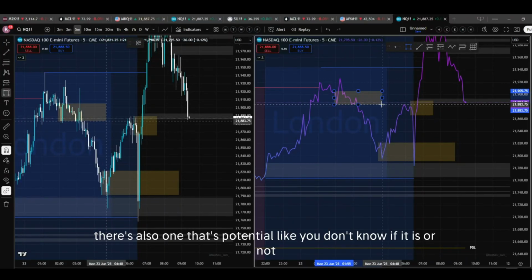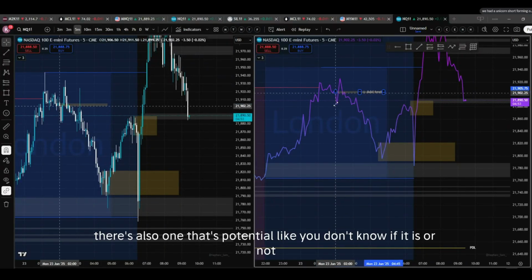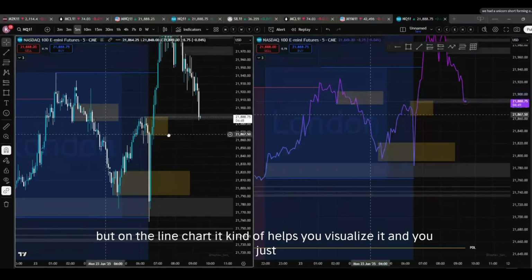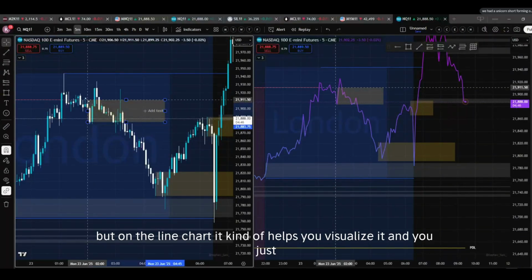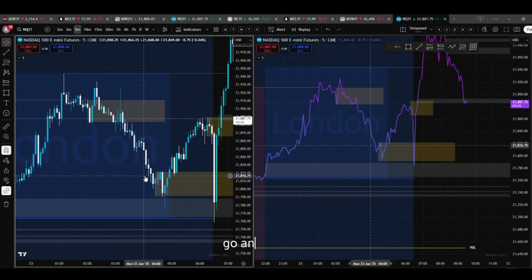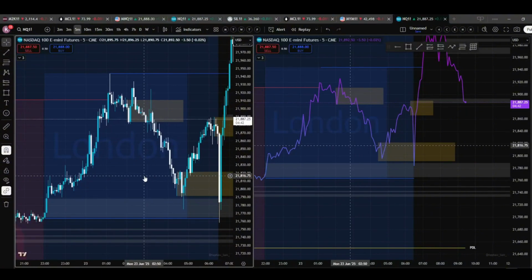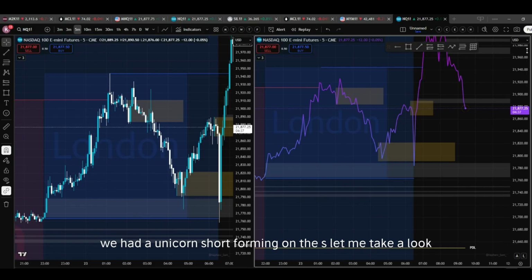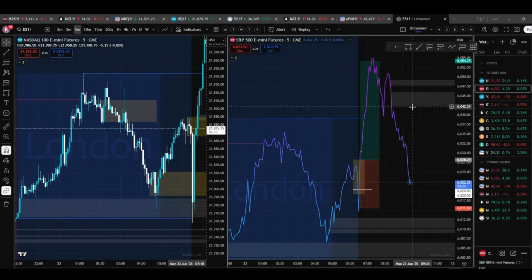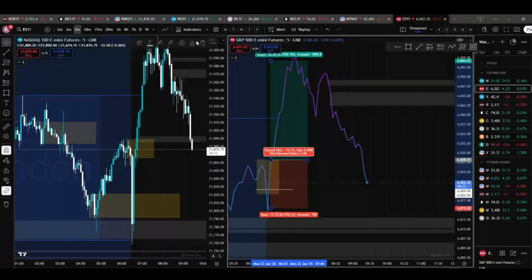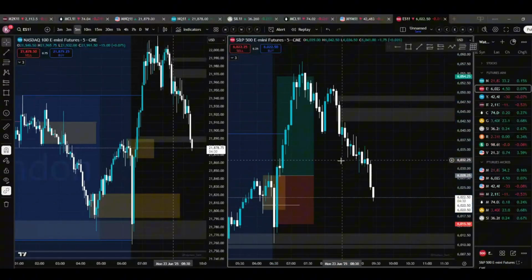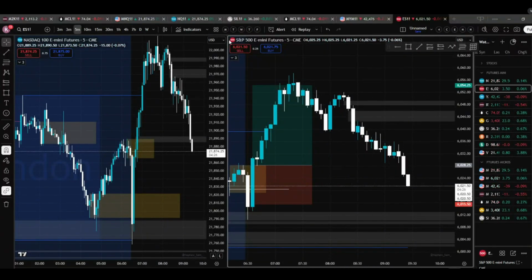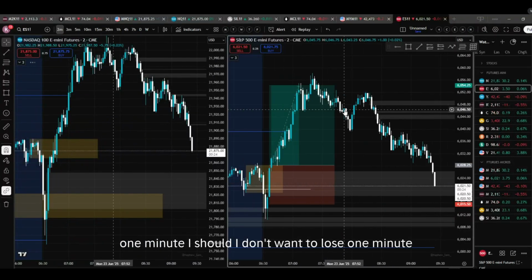There's also one that's potential. Like, you don't know if it is or not. You just have to go over to your candlesticks to confirm. But on the line chart, it helps you visualize it, and you just go and confirm. We had a unicorn short forming on ES. Let me take a look. One minute. Oh shoot! I don't want to go as slow as 1 minute.